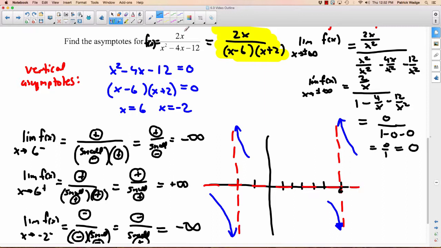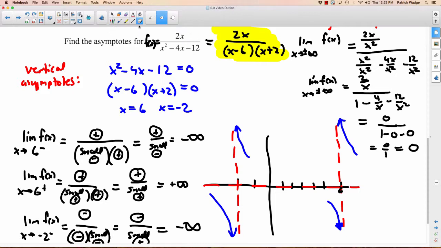By the way, what if the numerator's degree was bigger than the denominator's? What if it was like 2x cubed over x squared minus 4x minus 12? Then there would be no horizontal asymptote. And one last question, what if they were exactly equal to each other? What if it was 2x squared over x squared minus 4x minus 12? Then you look at the leading coefficients in the numerator and denominator, so it'd be 2 over 1. So your asymptote would just be at 2, obviously. 2 over 1 equals 2, so your asymptote would be up here at 2.